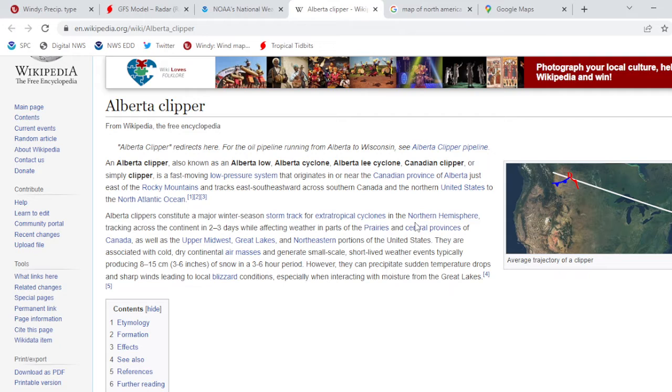Okay. An Alberta Clipper, also known as an Alberta Low, Alberta Cyclone, Alberta Lee Cyclone, Canadian Clipper, or simply Clipper, the fast-moving low-pressure system that originates in or near the Canadian province of Alberta, just east of the Rocky Mountains, and tracks east-southeastward across southern Canada and the northern United States to the North Atlantic Ocean. Okay. And you can see here on this map, it starts roughly around Alberta and it heads east-southeast.